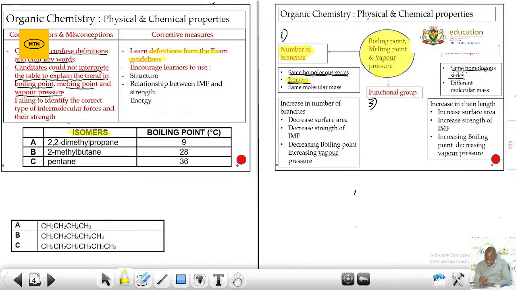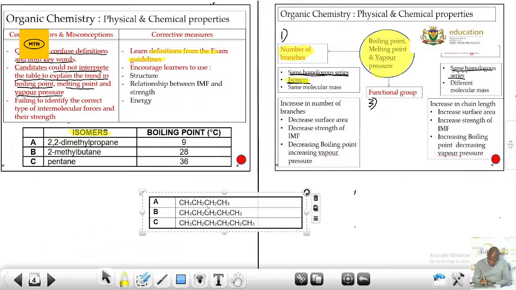Once I have identified the factor that the examiner is assessing, I will be in a position to answer correctly. I will be in a position to associate the different boiling points with what? The strength of the intermolecular forces. So the emphasis is: look for what the examiner is asking for. Look for the factor that the examiner is asking for.